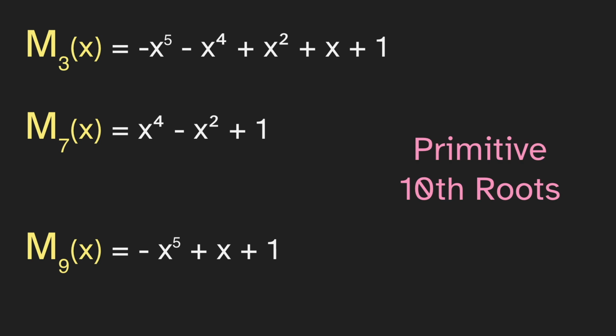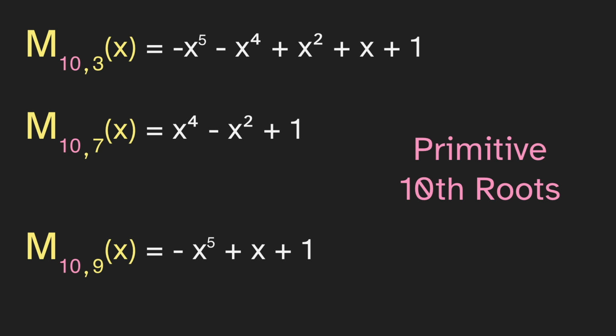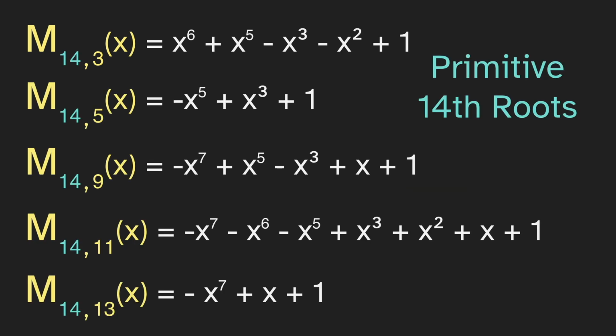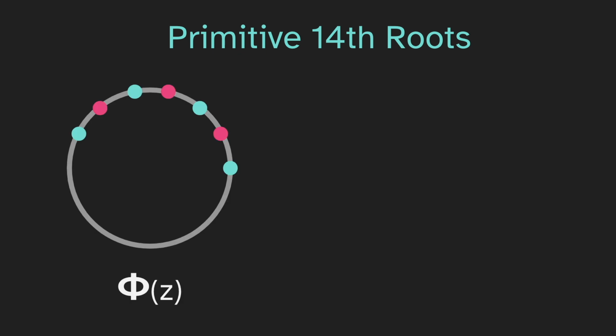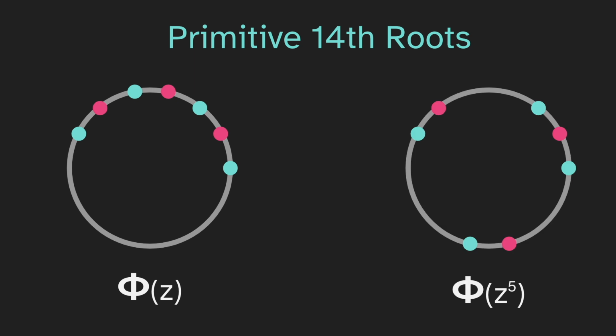Now, to get to these, we use the primitive 10th roots. So we'll change the notation a bit to add in that 10. And we're doing this because, yes, we use the primitive 10th roots, but we could do this for any number. For example, if we use the primitive 14th roots, we get these modifiers, and they do the same thing. So using the primitive 14th roots, we get this set of points for phi of z, and a different set of points for phi of z to the 5, and we have a modifier that can move from the left to the right.